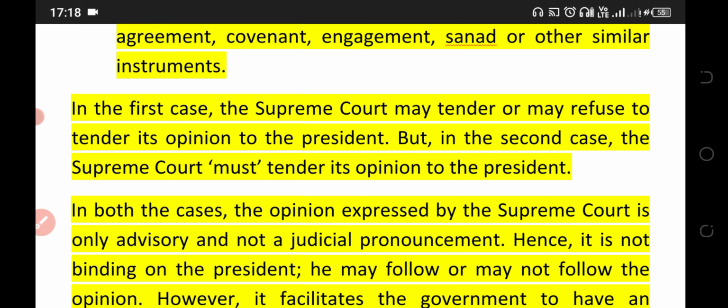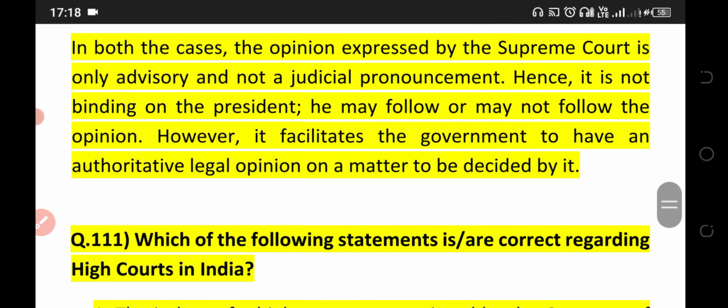In both the cases, the opinion expressed by the Supreme Court is only advisory, not a judicial pronouncement. Hence, it is not binding on the President. He may follow or may not follow the opinion. However, it facilitates the government to have an authoritative legal opinion on a matter to be decided by it.